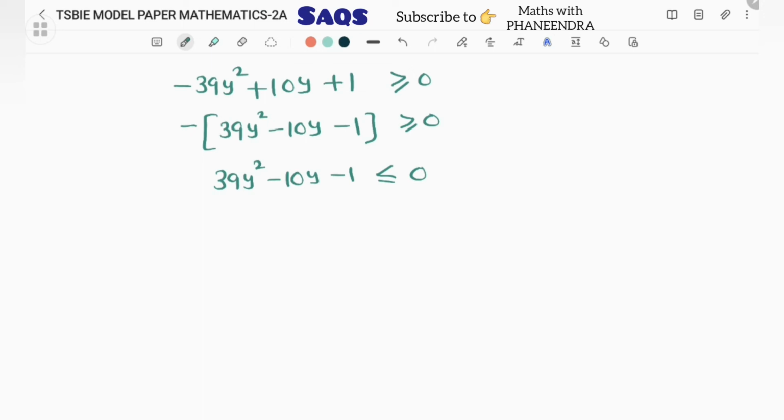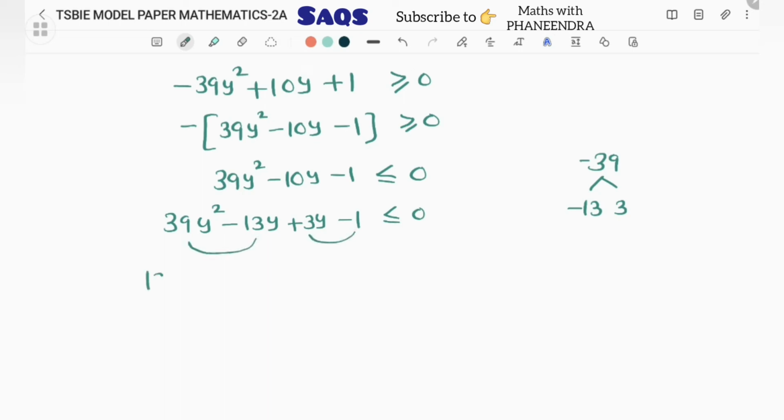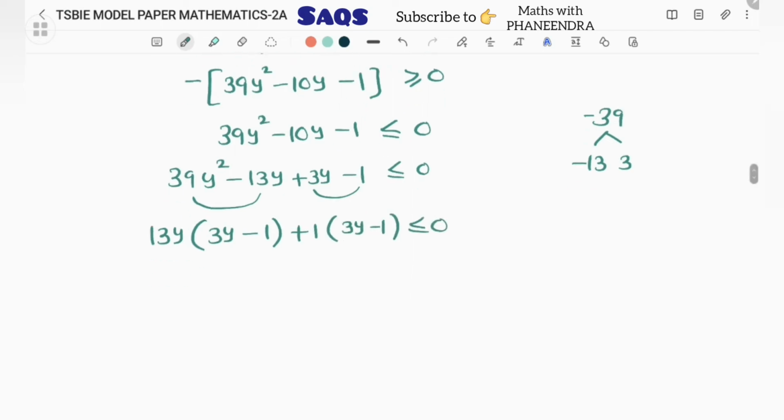So factorization here, 39 into minus 1 is minus 39, minus 13 and plus 3. So 39y square minus 13y plus 3y minus 1 is less than or equal to 0. From these two, from these two, 13y, if you take out common, 3y minus 1 plus 1 into 3y minus 1 is less than or equal to 0.